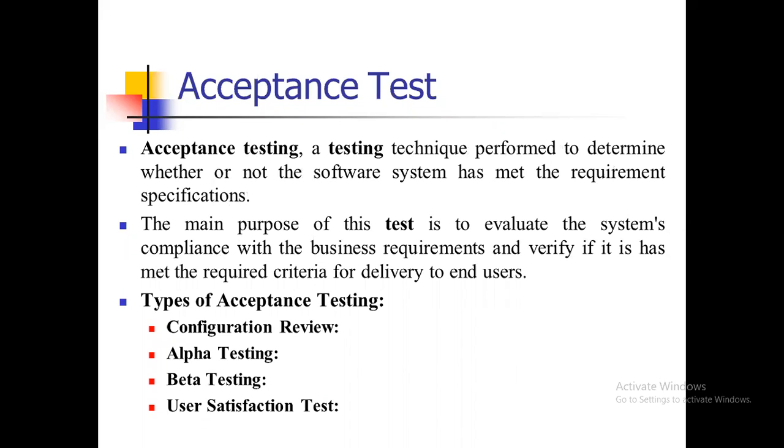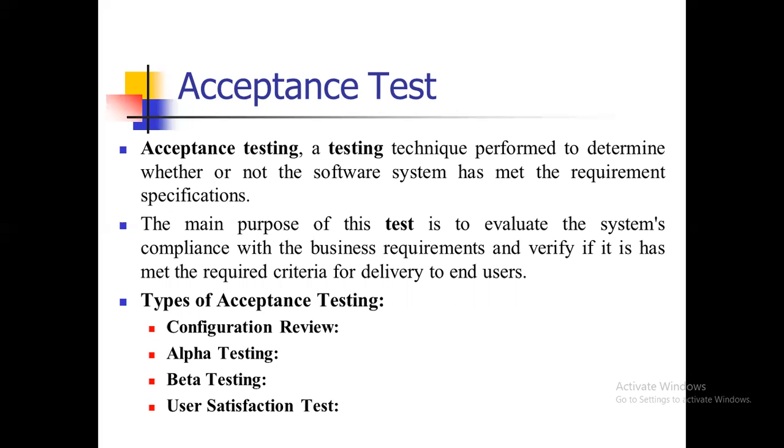Then the next type of testing is acceptance testing. Acceptance testing is a testing technique performed to determine whether or not the software system has met the requirement specification. Whenever we develop any software application, we have some requirements, a requirement document. At the end, in acceptance testing, we match the actual implementation with the specified requirements and the output that we are getting. That means we check whether the software system has met the requirement specifications or not.